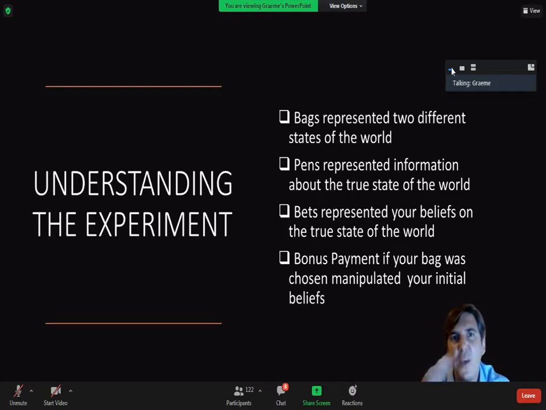The bets that you were supposed to place are meant to represent your beliefs. And so as you became more certain that it was one bag or the other, you should have been placing more bets on that bag versus the other. And then again, this bonus payment that you were all going to receive was conditional on whether a particular bag had been chosen. Okay, so that was the spirit behind this.